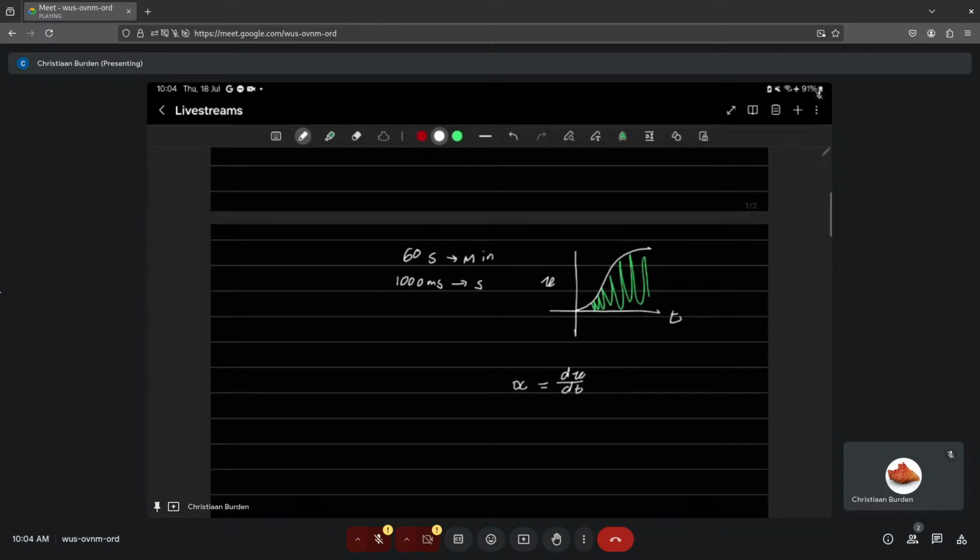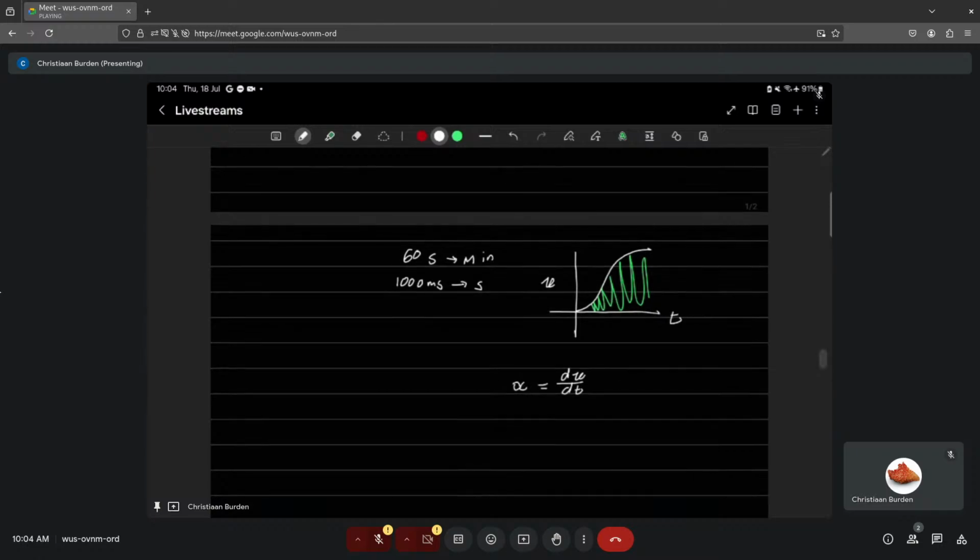Wait, I have the order wrong. Velocity is the derivative of position, or displacement. So then you say that x is the integral of velocity and time. This corresponds to the area under this graph.